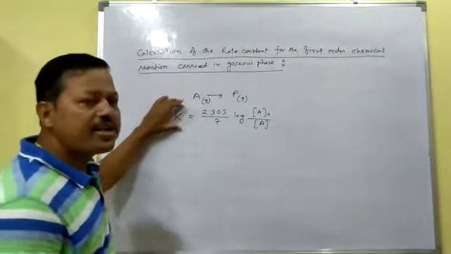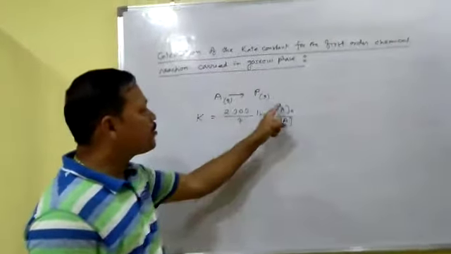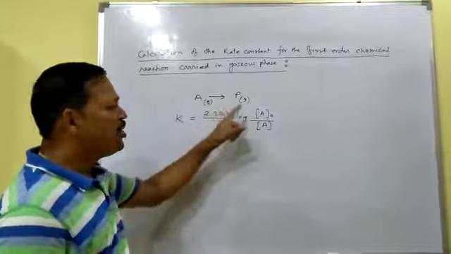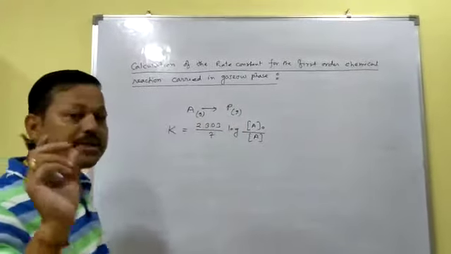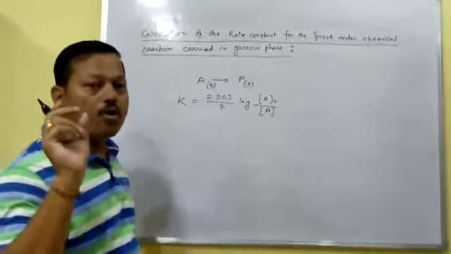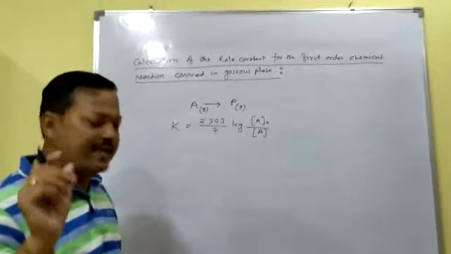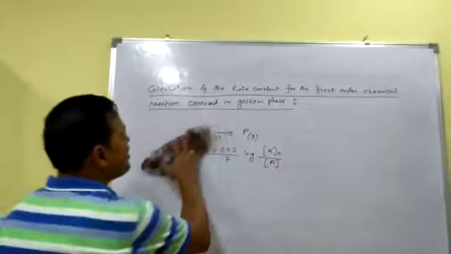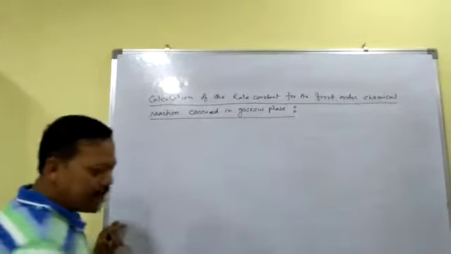So this integrated equation is in terms of concentration. Now we will find out the rate constant in terms of pressure. But the pressure equation you can apply only when the reaction is a gaseous reaction. I mean, the pressure concept is applicable only for gaseous reaction. Now I will derive that.